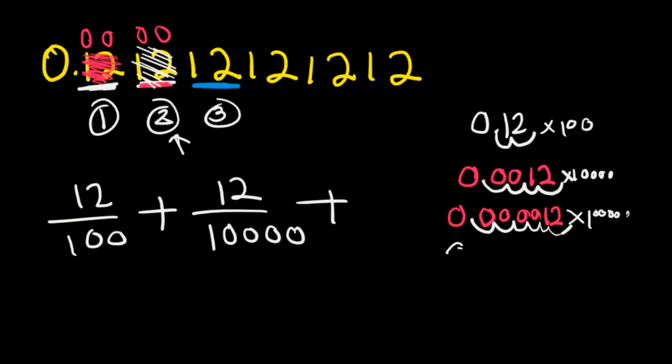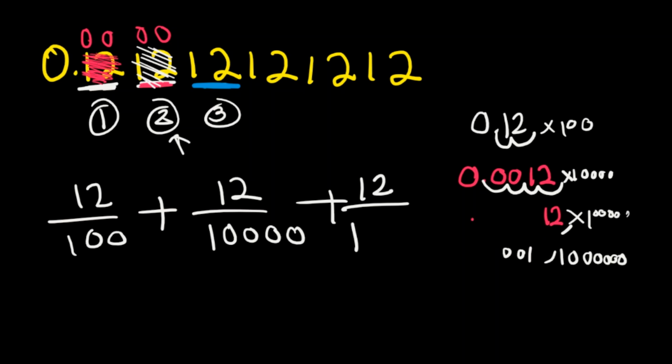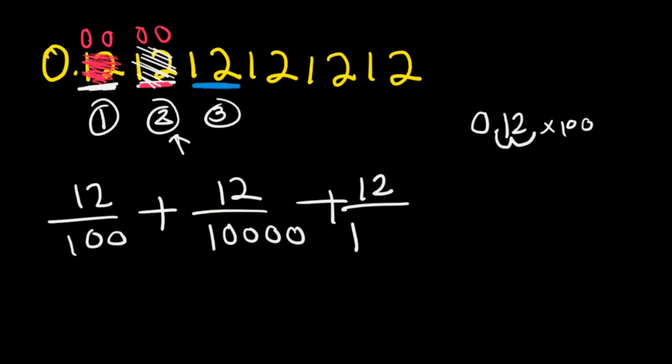Let me write it properly. Multiply by 6 zeros. So it's going to be 1 and 6 zeros, 1, 2, 3, 4, 5, 6, which is 10 to the power of 6. So it's going to be 12 over 10 to the power of 6. You can either write 6 zeros or just say 10 to the power of 6. So I'm just going to write 0, 0, 0. That's 3 zeros, 1, 2, 3, and another 3 zeros.